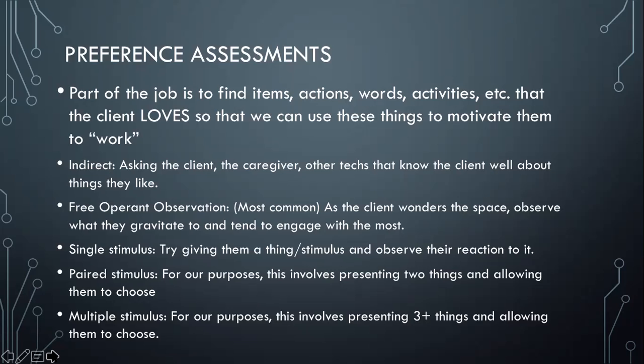For the RBT exam, it'll ask you about a few different forms of preference assessments. The first one's super easy, and it's indirect. In ABA, whenever we talk about direct or indirect, it's basically observed or not observed. So indirect means I did not observe it. Direct means I saw it with my own eyes.